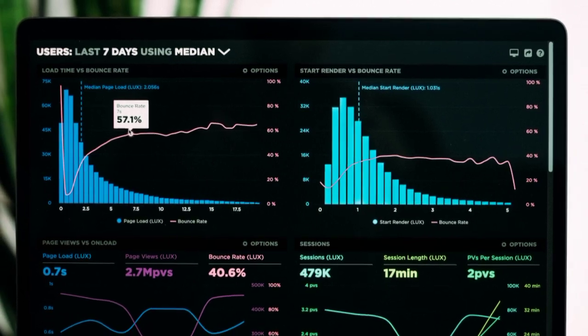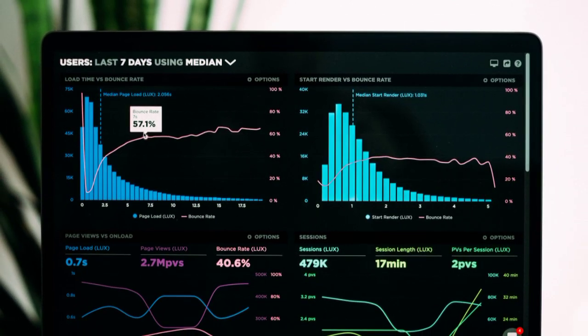Number 1. Market analysis. Conduct thorough market analysis using technical analysis tools and fundamental research. Identify trends, support and resistance levels, and key market indicators to make informed trading decisions.